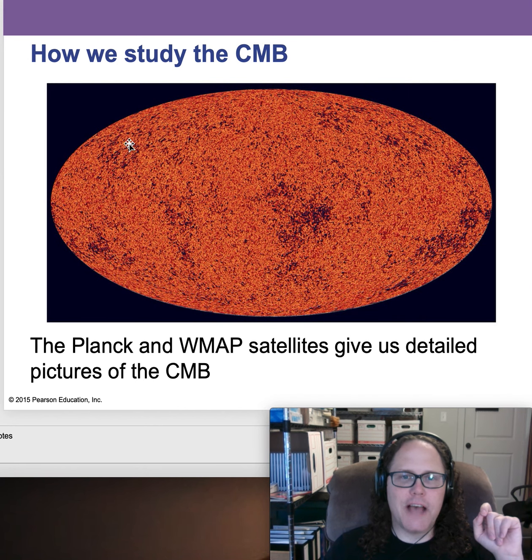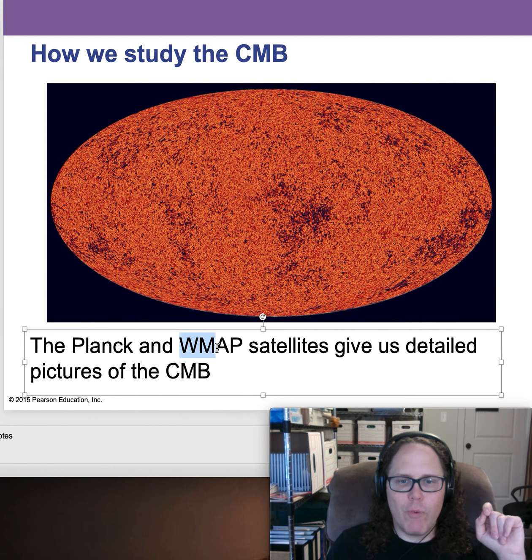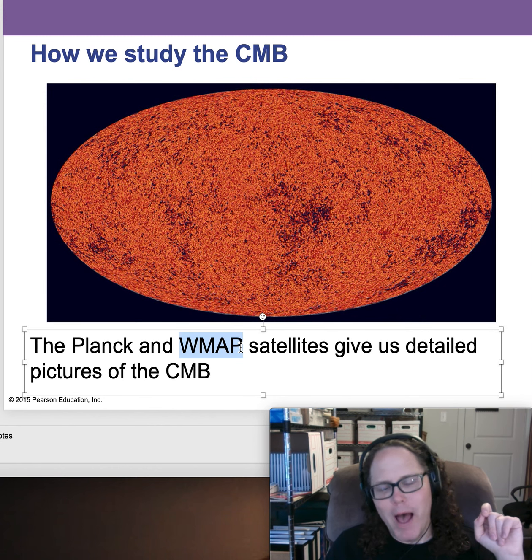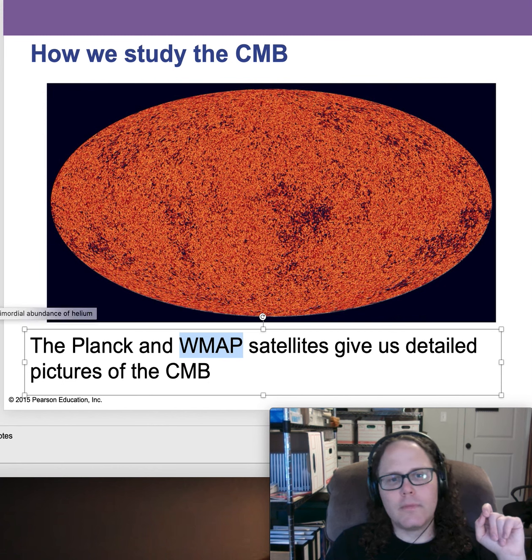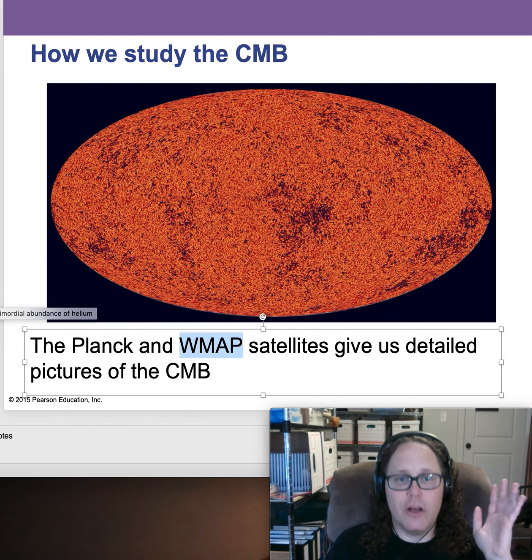This is an all-sky map of the cosmic microwave background. We have 2 satellites in orbit that have given us lots of data on the CMB, the Planck satellite and the Wilkinson Microwave Anisotropy Probe, WMAP. So, that is one prediction of the Big Bang hypothesis that was later observed.